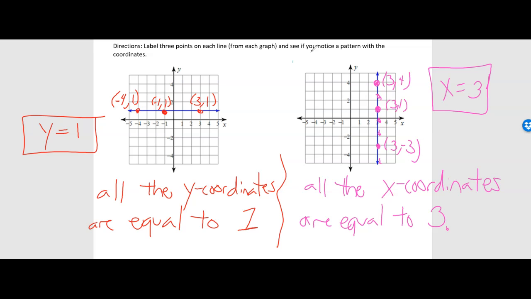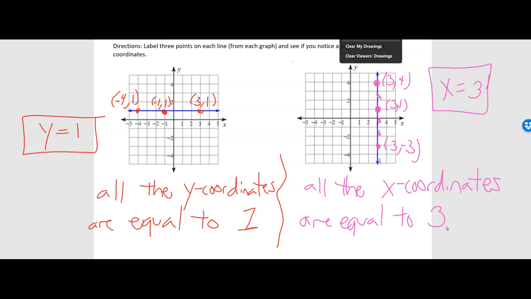So in short, this is essentially today's entire lesson. The equation of a horizontal line will always be y equals a number, and the equation of a vertical line will always be x equals a number. And if you ever forget, because a lot of times students forget, they're like, oh, is the horizontal line y equals or x equals? Well, to figure that out, you can do exactly what we started off today's lesson by. You can just label a few points on the line and see which coordinates have the same value.